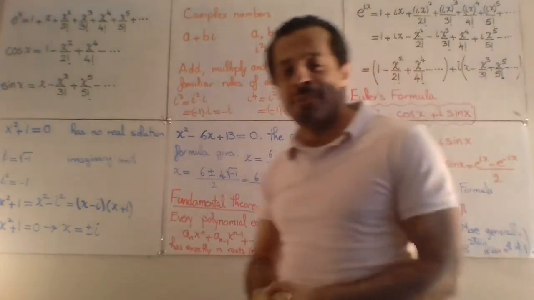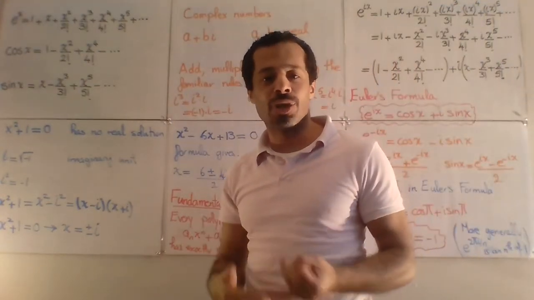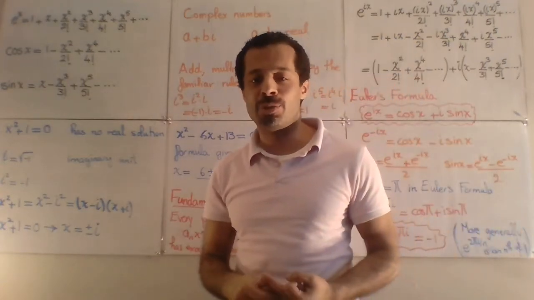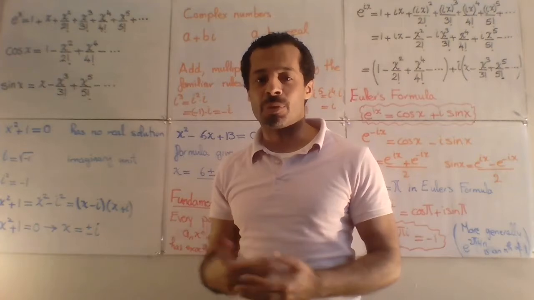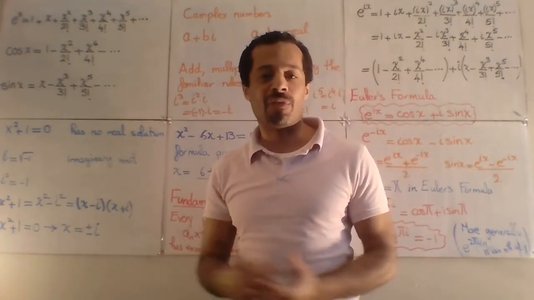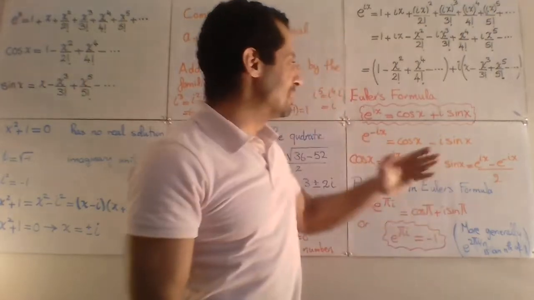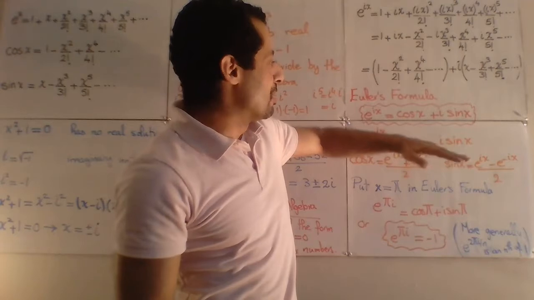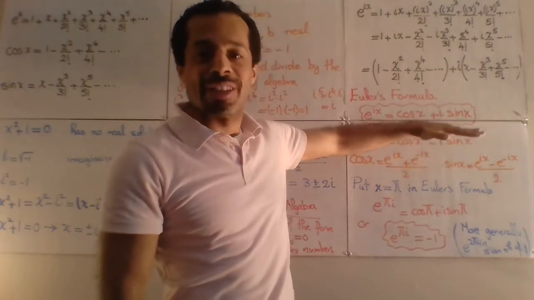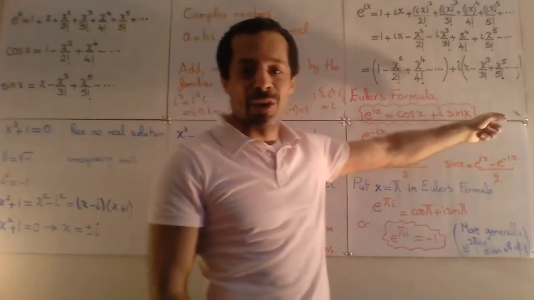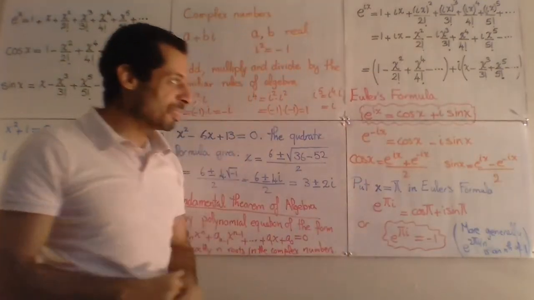When we first introduced exponential and trigonometric functions in calculus, or even before in high school, we didn't expect that there could be a relation between the exponential function and the trigonometric functions. But it turns out that there is a very intimate relation between them, and it's expressed by Euler's fantastic formula.